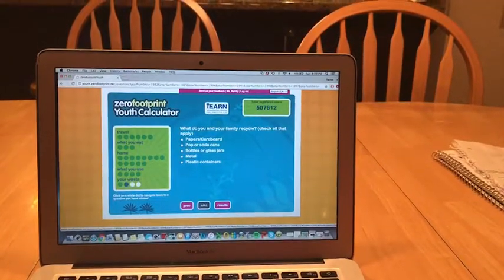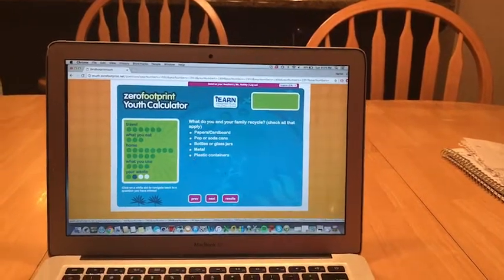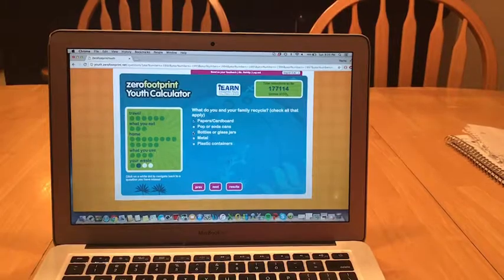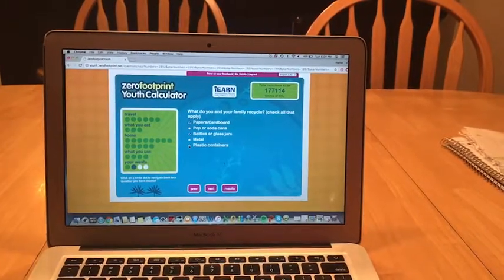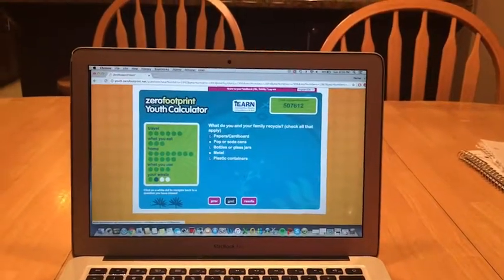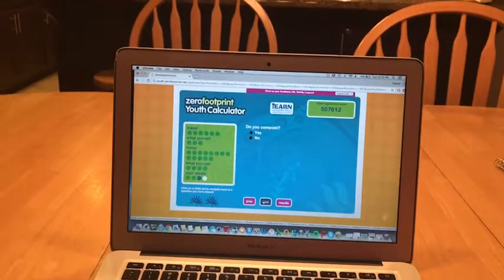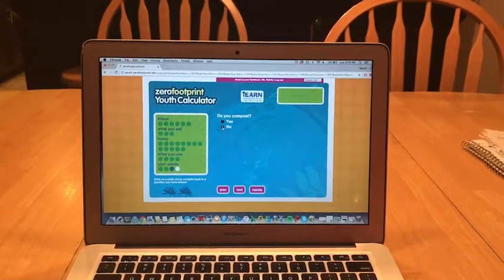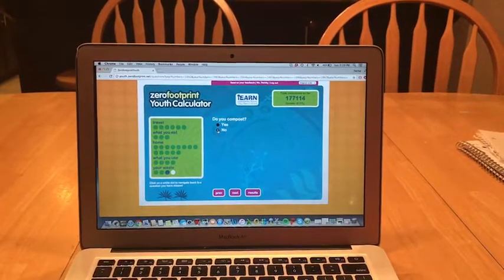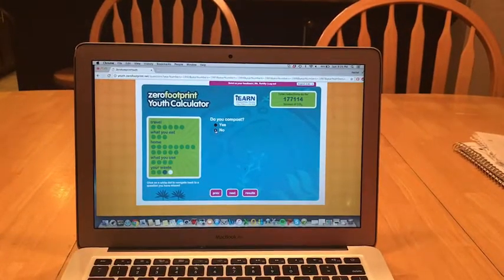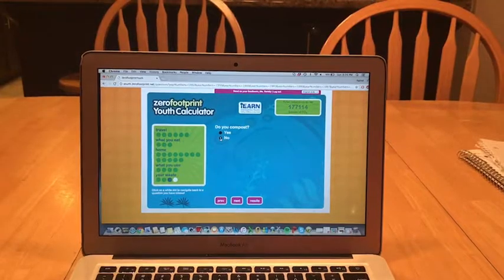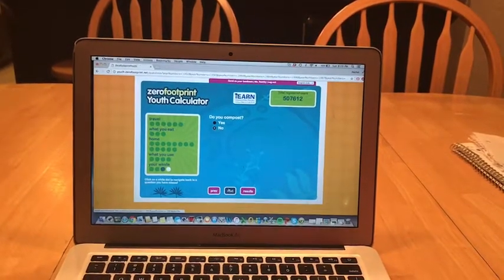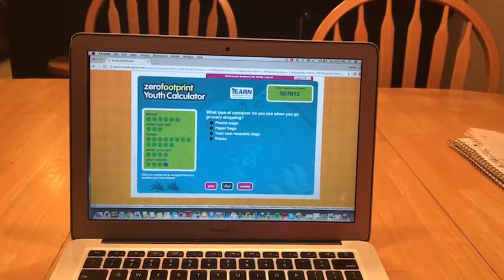What do you and your family recycle? I know we recycle papers and cardboard, bottles and glass jars, and some plastic containers. Next, do you compost? I'm going to put no. Compost is collecting all of your old organics like foods or fruits, and composting it is kind of like recycling but for organic foods. So I'm going to put no.